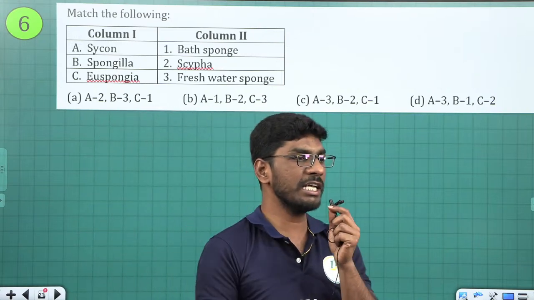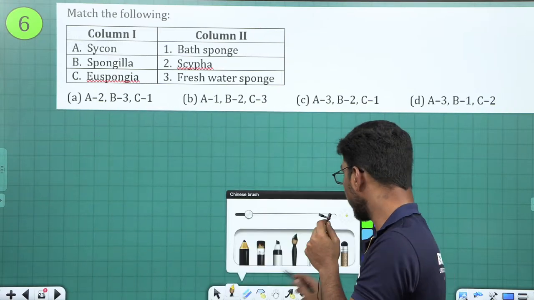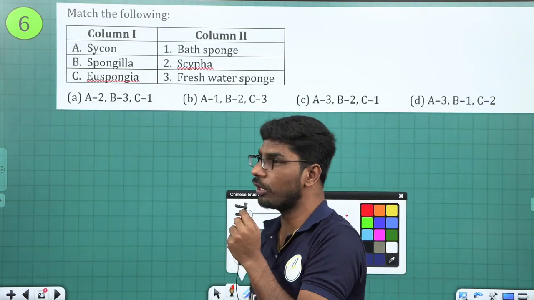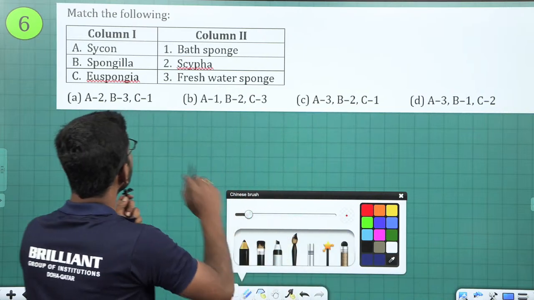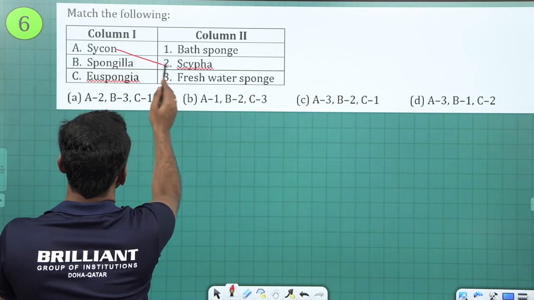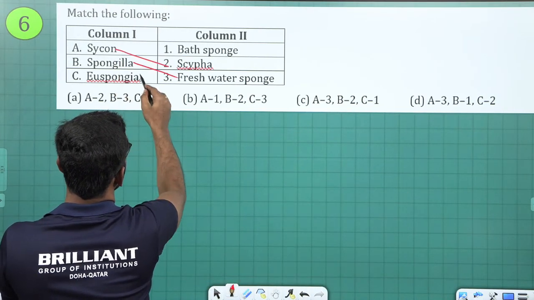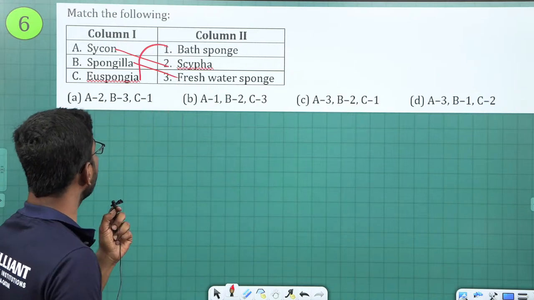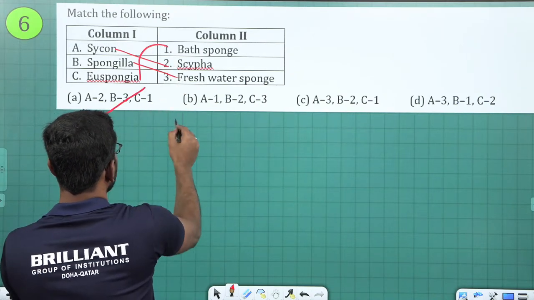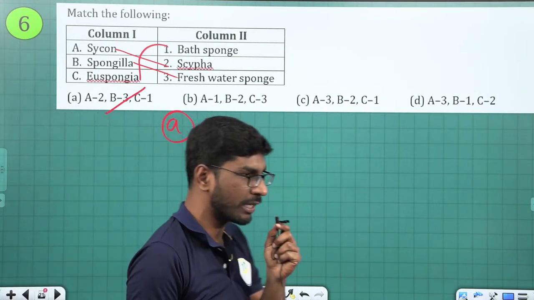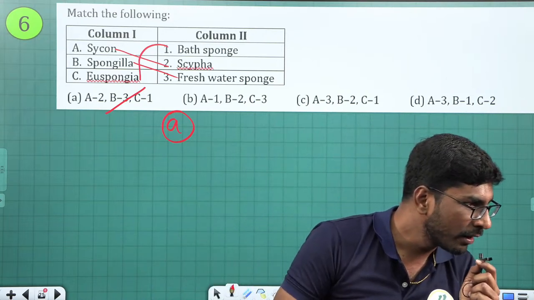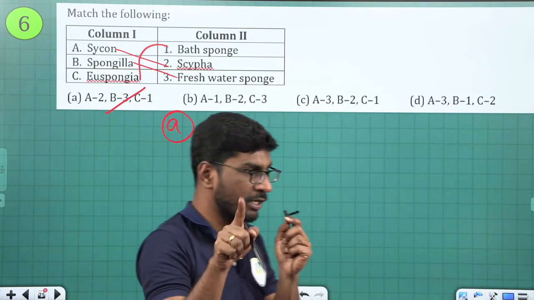Very, very easy question. Sycon. Tell me, what is the correct answer to this question? Sycon, what can I call it? Scypha. So here it is. Sycon. Next, Spongilla, freshwater; Euspongia, bath sponges. So 2, 3, 1. Where is 2, 3, 1? Option A. I hope you are following me. Correct? Right. Simple. Yes, that is also correct.